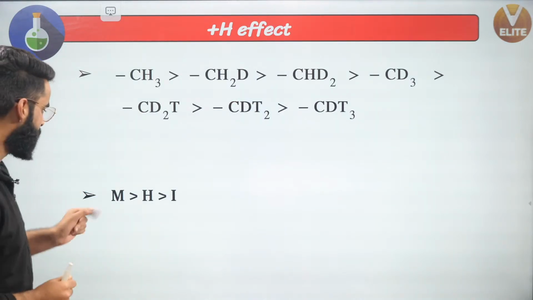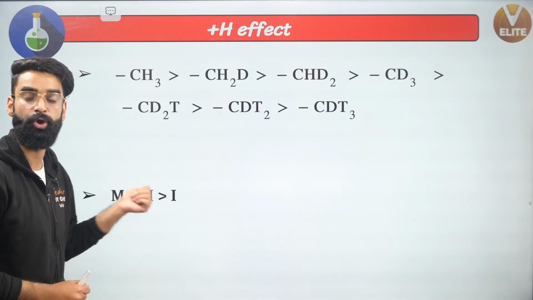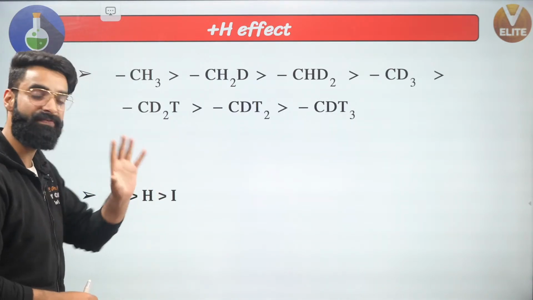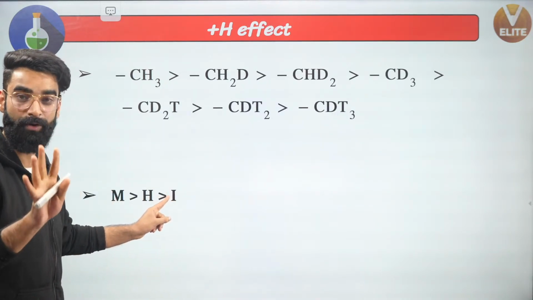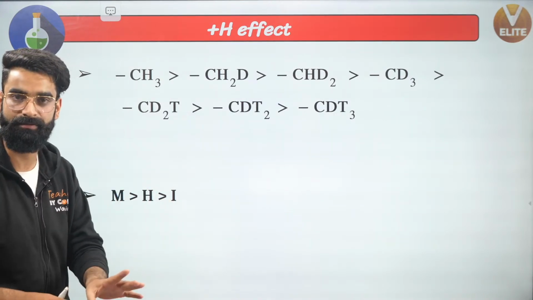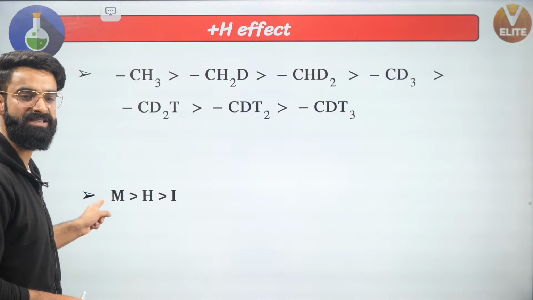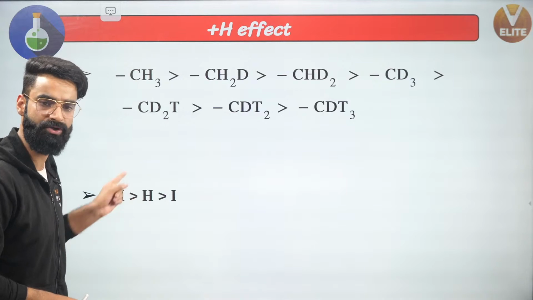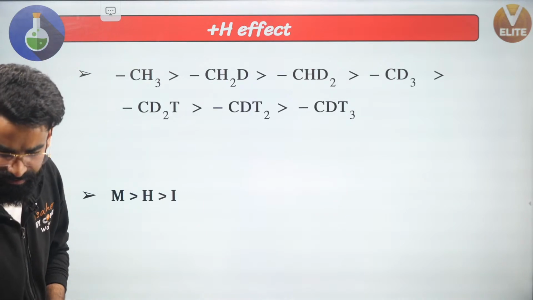Remember, mesomeric effect dominates over hyperconjugation, and hyperconjugation dominates over inductive effect. Why is that? How can I justify this? Let me tell you, if I have a molecule in which 2 effects are possible, hyperconjugation as well as inductive effect, I'm going to give preference to hyperconjugation, okay? If I have a molecule in which there is mesomeric effect and inductive effect, I'll be considering its mesomeric effect. So remember, mesomeric effect dominates hyperconjugation, and hyperconjugation itself dominates inductive effect. Yes? Okay? Yes, Priya, absolutely.